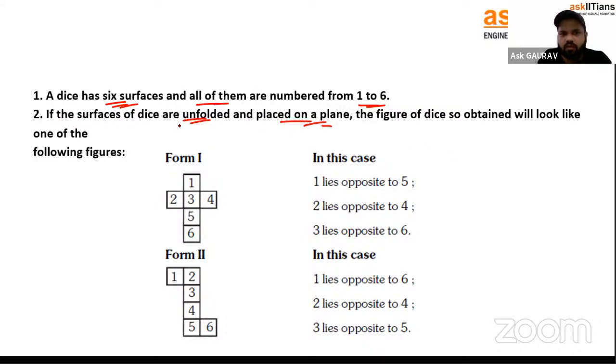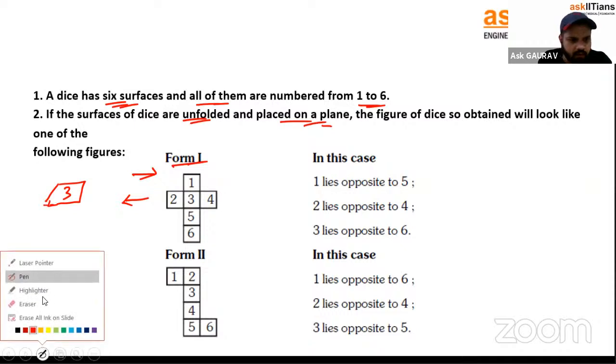So if the surfaces of a dice are unfolded and placed on a plane, the figure of the dice will look like one of the following figures. If the form is 1, 3, 5, 6 like this, this is the unfolded one, and if you try to make it a folded one, it will be like 3 on the top. Okay, let me just go first.